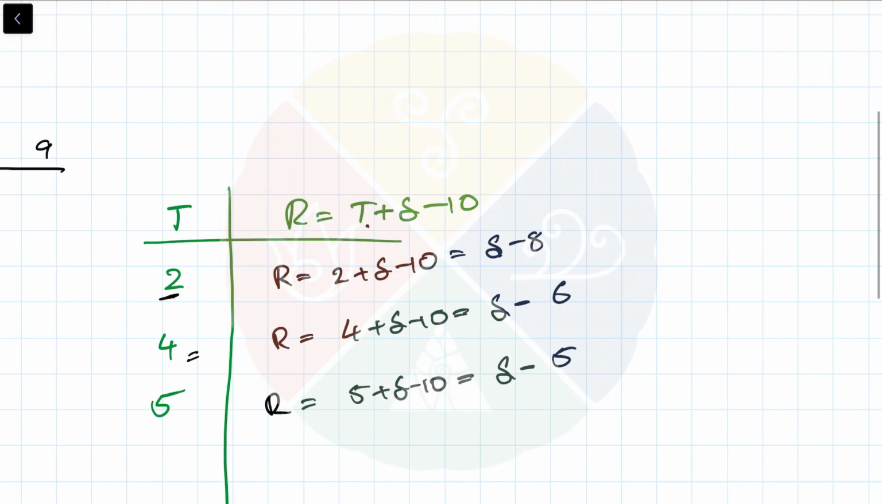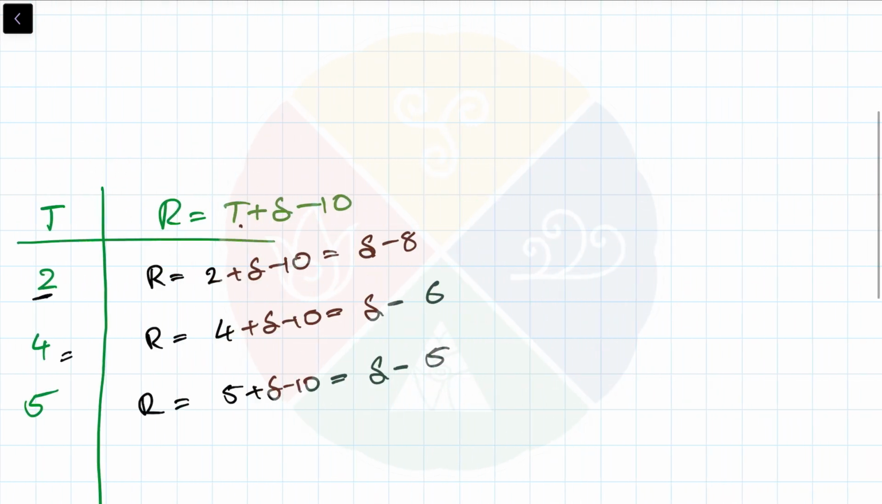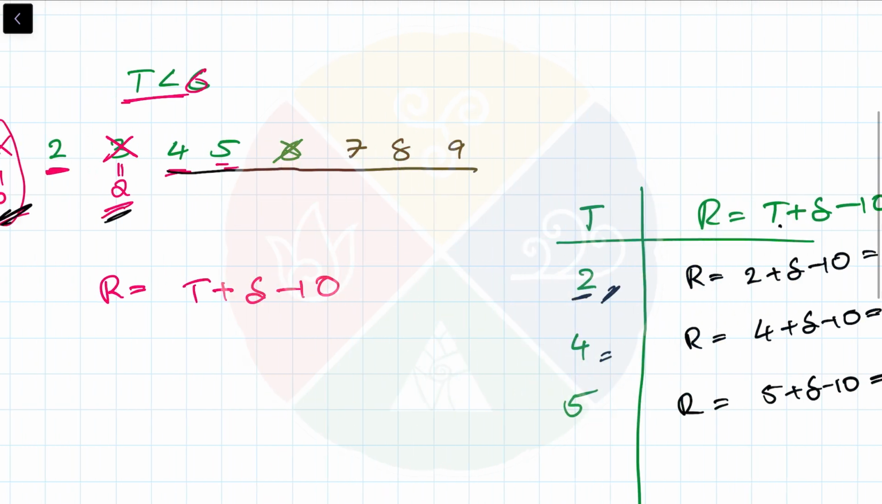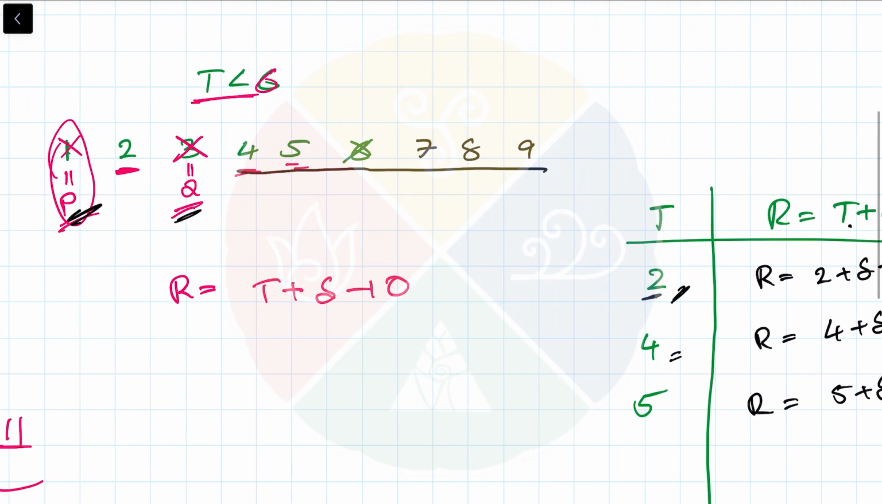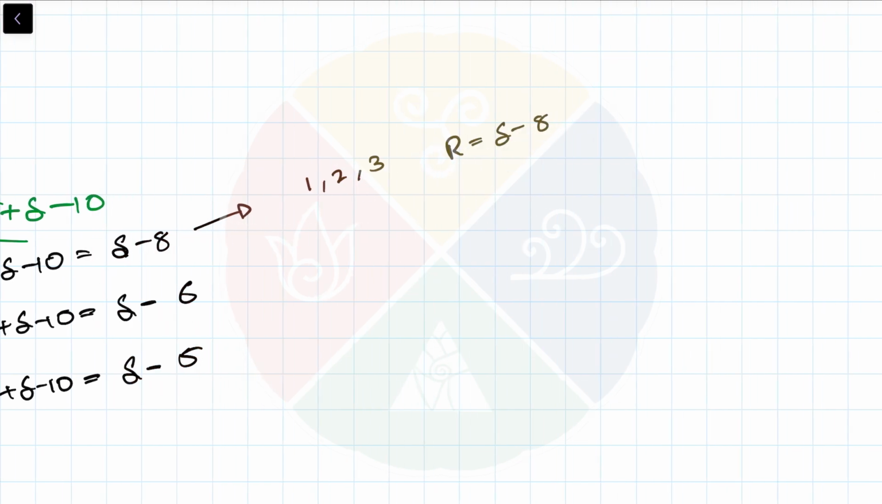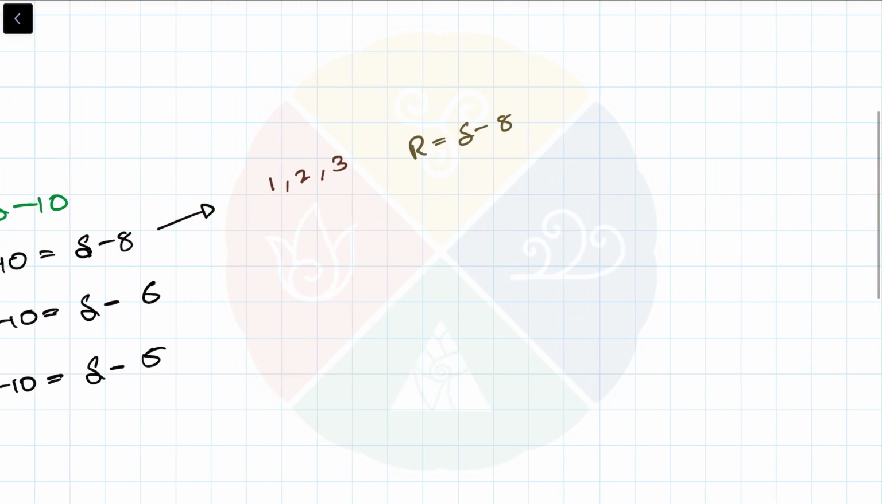Now T, in this case: 1 is occupied, 2 is occupied by T, 3 is occupied by Q. Remaining values are still available. I know that R is equal to S minus 8. So let's find the combinations of R and S. 1, 2 and 3 are occupied.